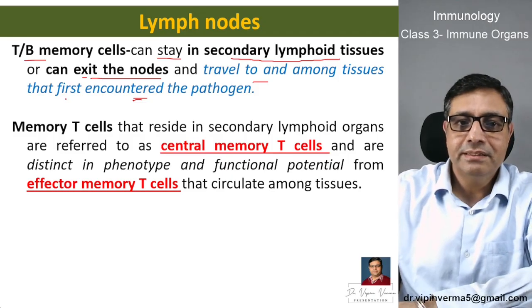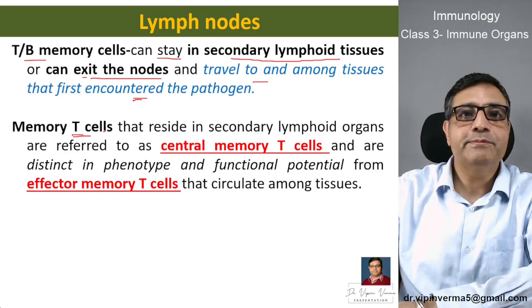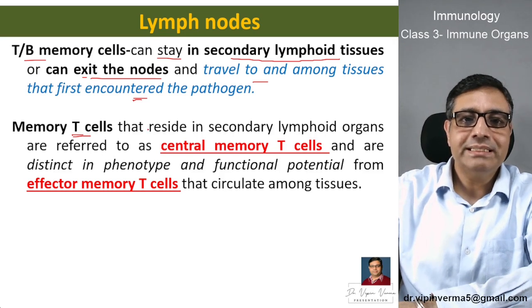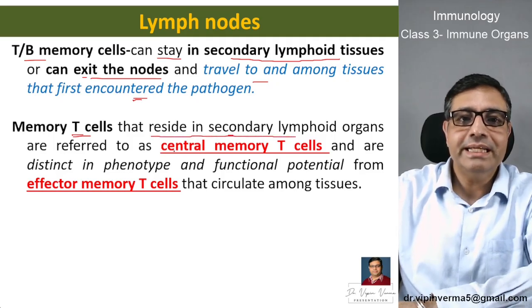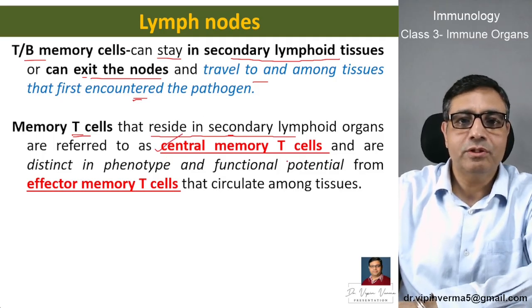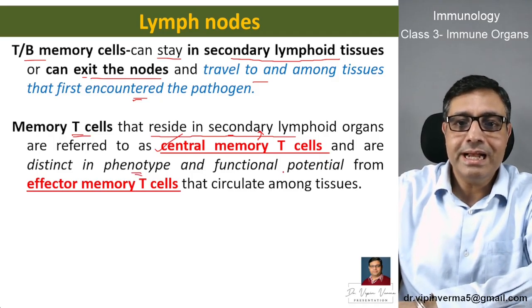Now we are talking about the memory T cells, and you remember these memory cells are important because they are important for the secondary response, right? Memory T cells that choose to reside in secondary lymphoid organs are referred to as central memory T cells. Those cells remain in the lymph node or secondary lymphoid organs, and they are distinct in phenotype and functional potential from effector memory cells.